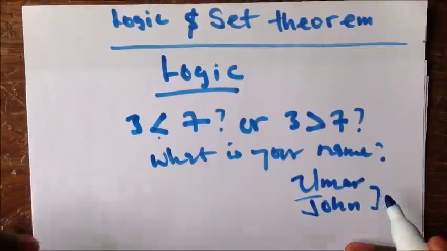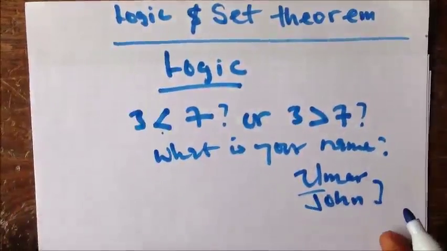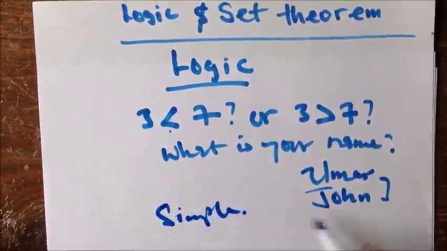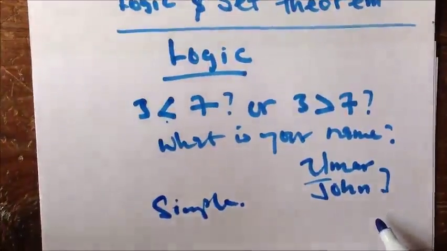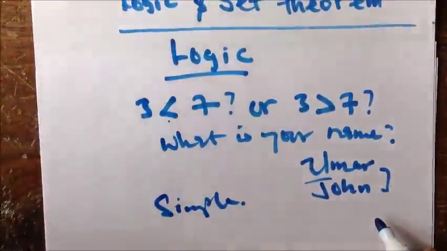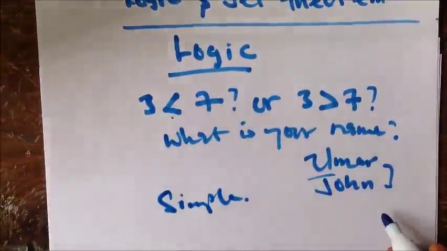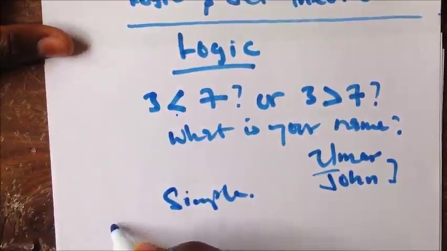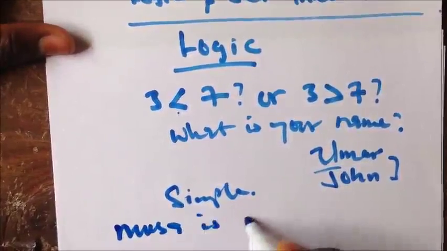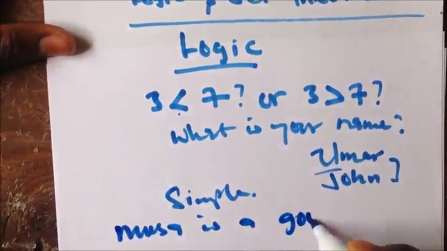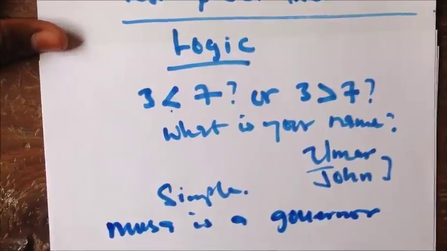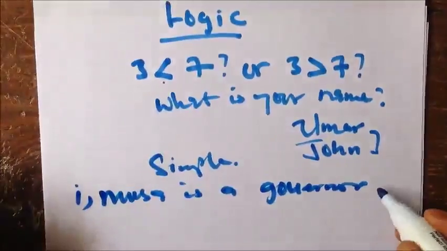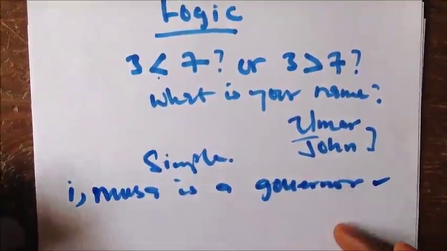So now we have types of proposition. We have the simple proposition. A statement is said to be a simple proposition if it has only one proposition. Let's take an example: Musa is a governor. This is a proposition with just one sentence, and we don't have any connectives in it.